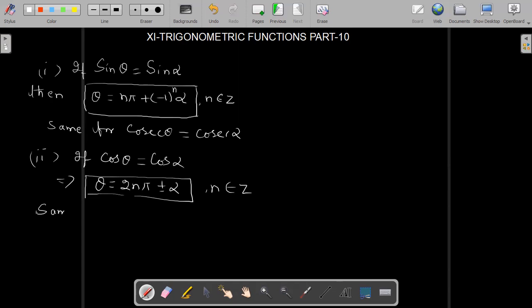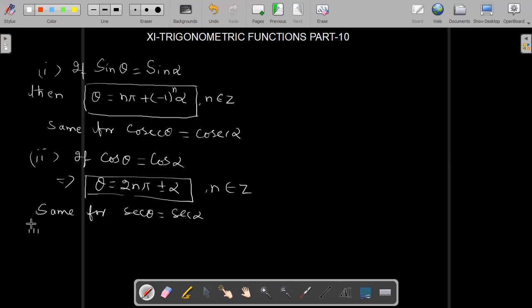The same holds for sec theta, the opposite of cos theta. Sec theta will have the same general solution, but 0 was not having a solution. So the same applies for sec theta is equal to sec alpha.